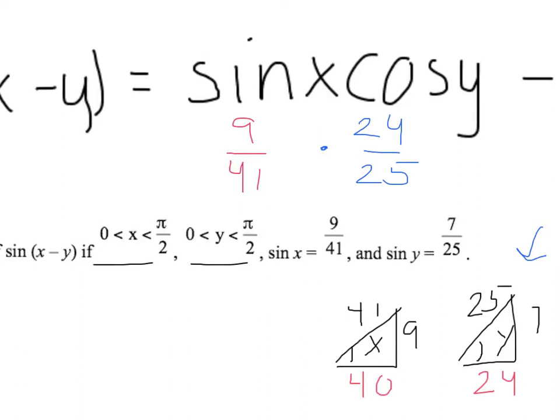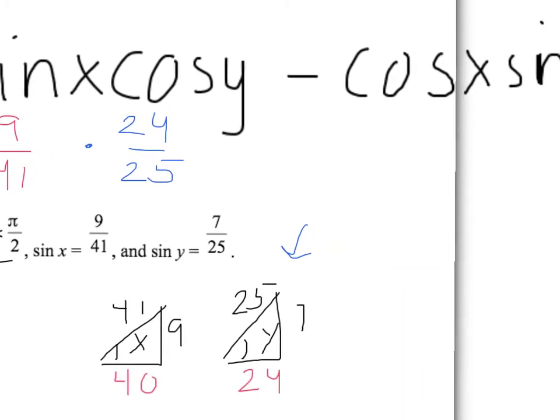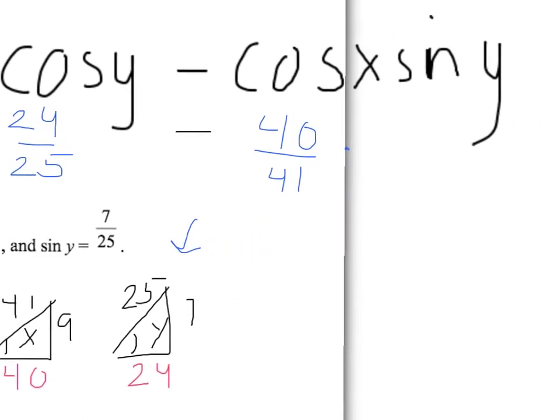Then I know that the cosine of x, which I was not given, so I have to find that as well, and I'll do that in blue. I'm doing the ones that I had to find in blue. The cosine of x was 40 over 41, and I was given the sine of y, that was 7 over 25.